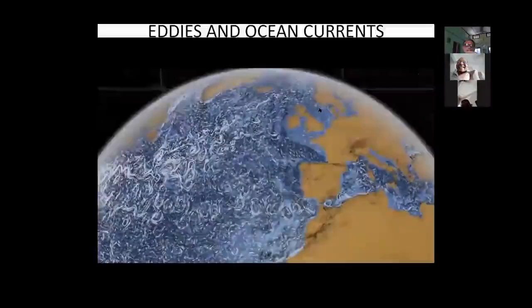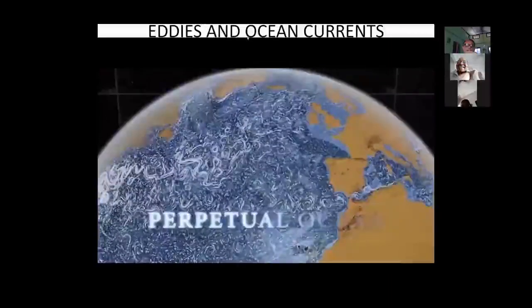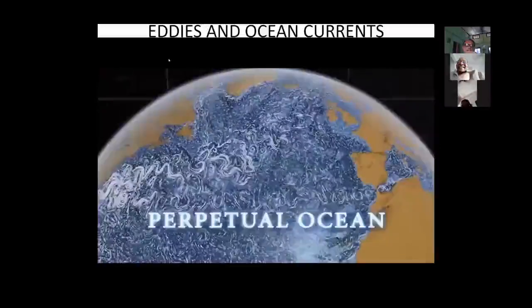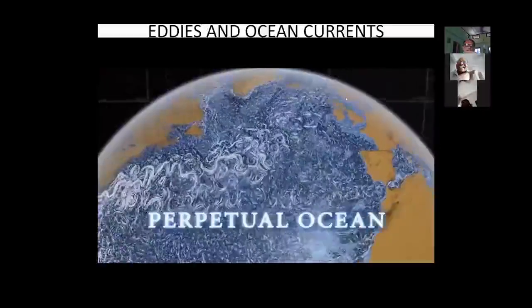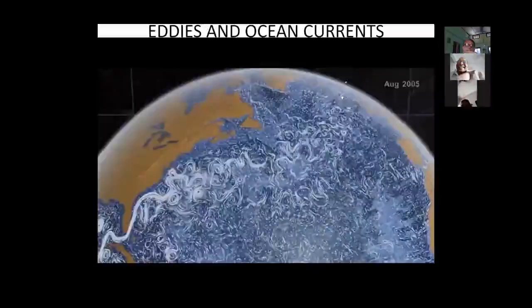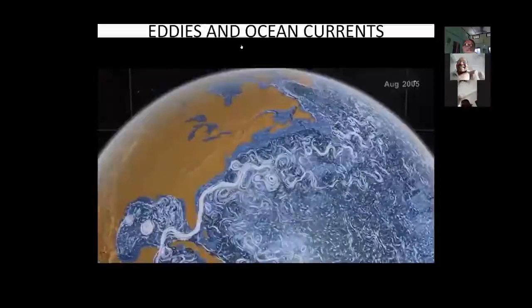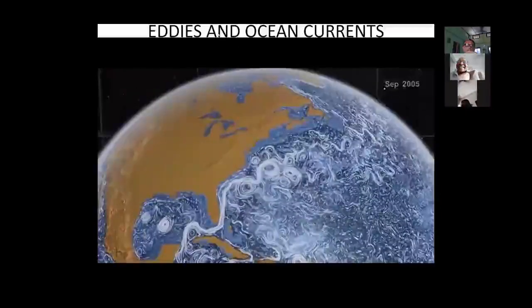So this is sea surface salinity, and this is the ocean current. The most important part is to understand the ocean current, because if you see, the ocean current understanding is that there is only one current, though it has a different name as per the region.